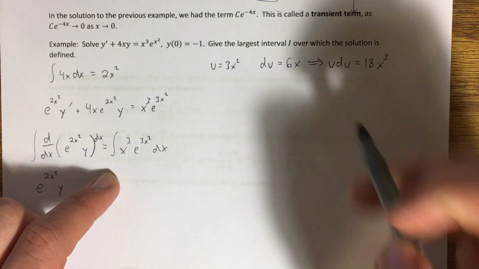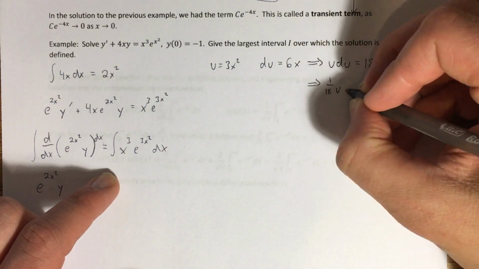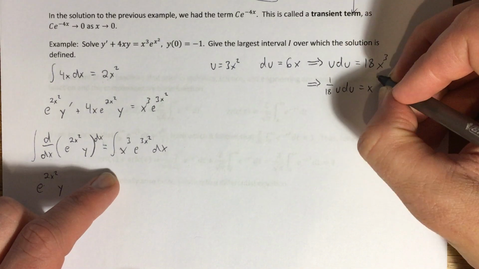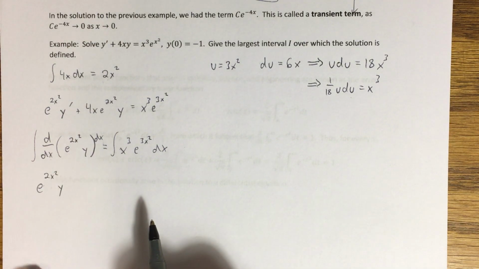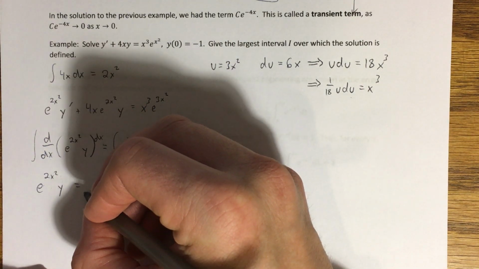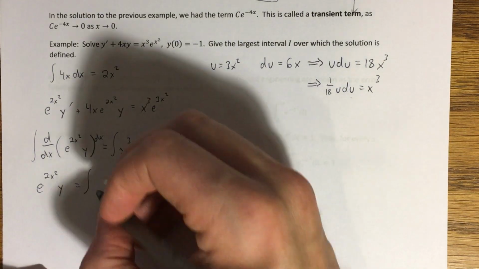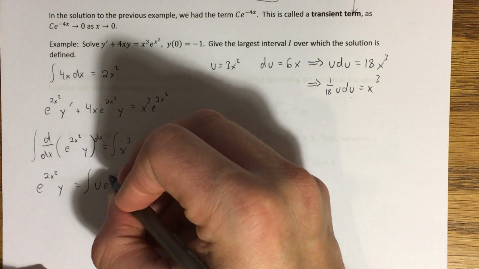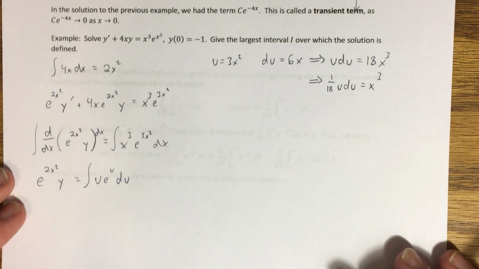Let's take this and multiply both sides by 1/18. I get 1/18 u du equals x cubed. This is the substitution I can make for my x cubed right here. Okay, so let's make our substitutions. That's going to look like the integral of, remember, this is u du, and this is e to the u. So I get u e to the u du after all of that.